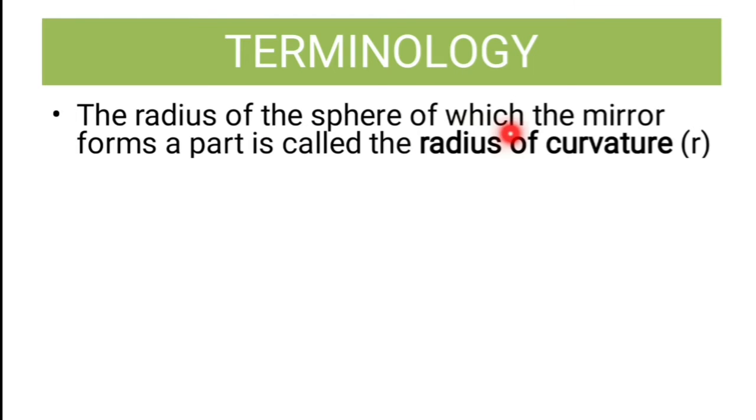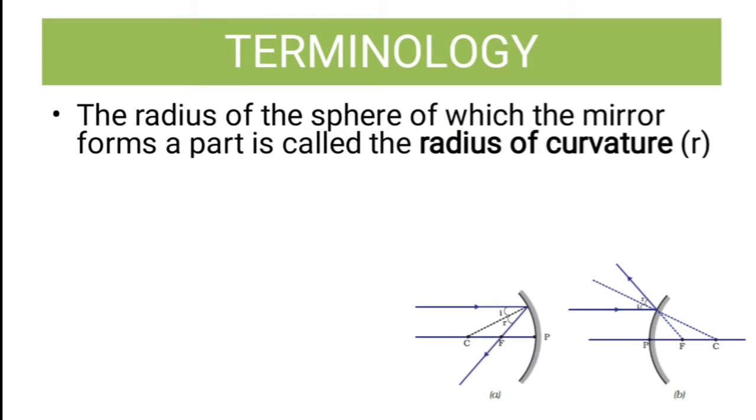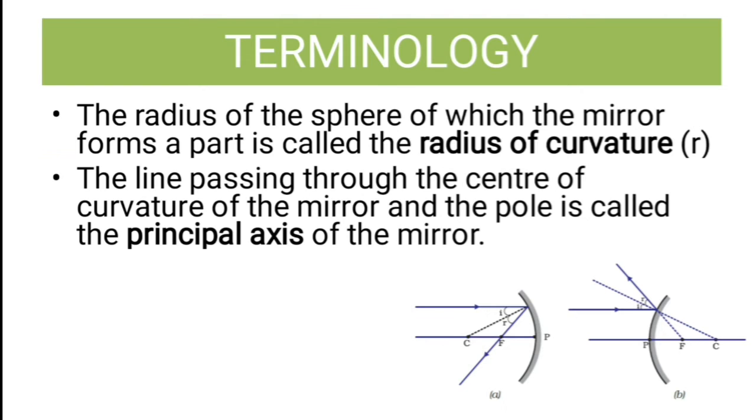The radius of the sphere of which the mirror forms a part is called the radius of curvature. So this one, from the center of curvature till the pole, becomes the radius of curvature.